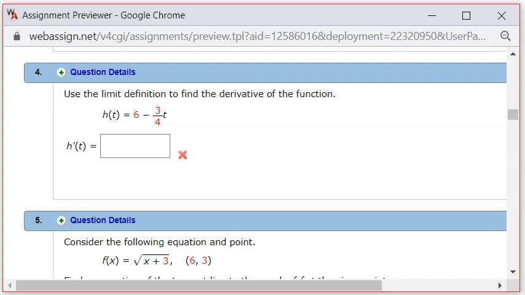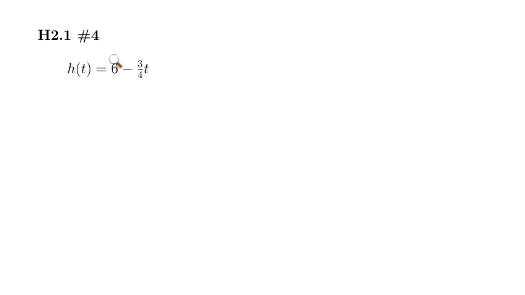All right, let's look at homework 2.1, problem number 4. We want to use the limit definition to find the derivative of the following linear function. So let's do that. We've got h of t equal to 6 minus 3/4 t. Let's use the definition.